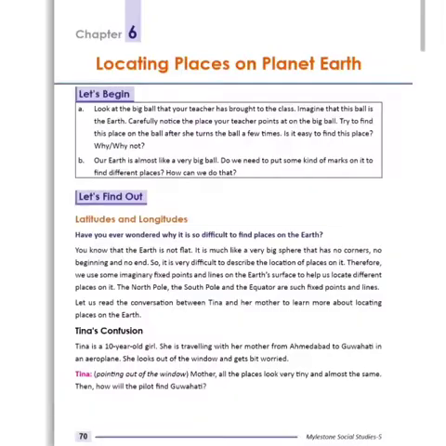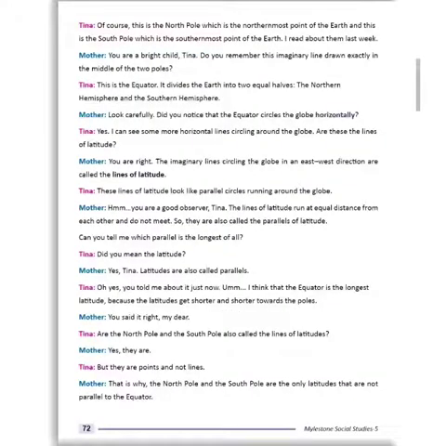Now students, look at chapter number 6 from your course book, Locating Places on Planet Earth: Latitudes and Longitudes. There is a chat between Tina and her mother about latitudes and longitudes. Lines of latitude and longitude are also imaginary lines, as we cannot see them on the earth's surface. How do these lines help in locating places on the earth?